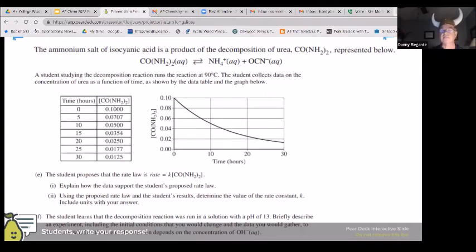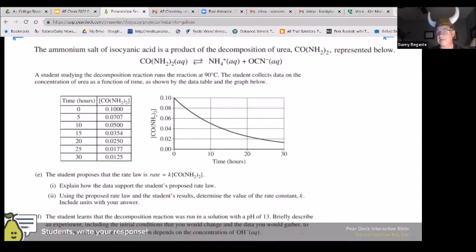And when I look at the table, it takes 10 hours. So it goes from a concentration of 0.1 down to a concentration of 0.05, and that takes 10 hours. How long does it take for the next half to disappear? Well, we go from 0.05 down to 0.025, and it goes from 10 hours to 20 hours, which means it takes another 10 hours for another half to disappear.